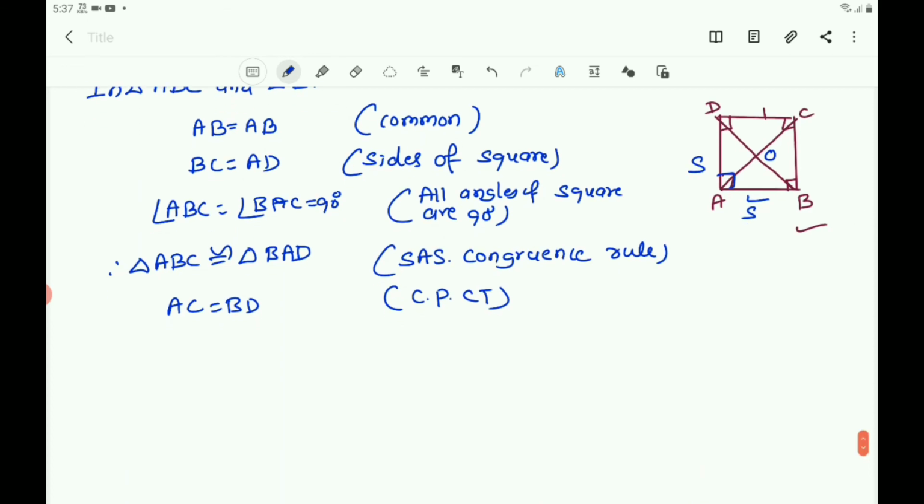Next, to prove that the diagonals bisect each other, to prove AO equals OC and OB equals OD, you take these two triangles and prove that they are congruent. If you prove that they are congruent, according to CPCT, you can write OA equals OC and OB equals OD. So you write the names of the two triangles and prove that they are congruent.